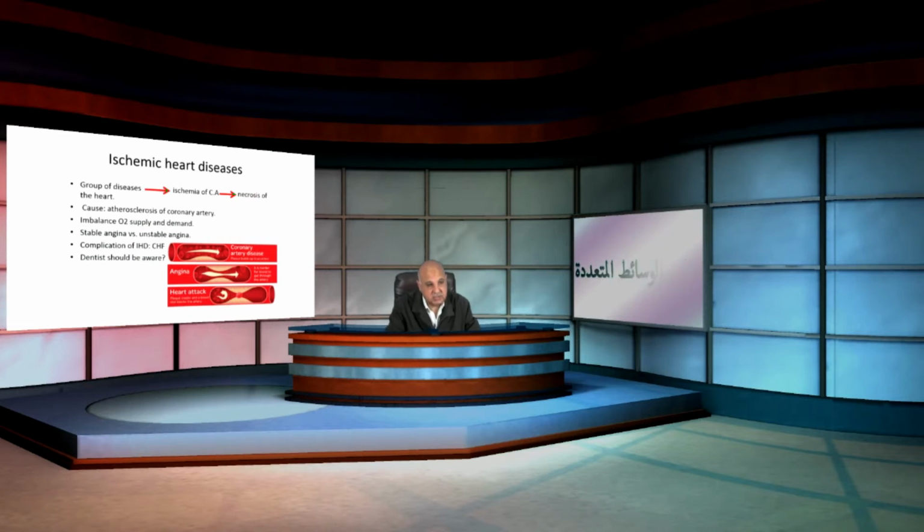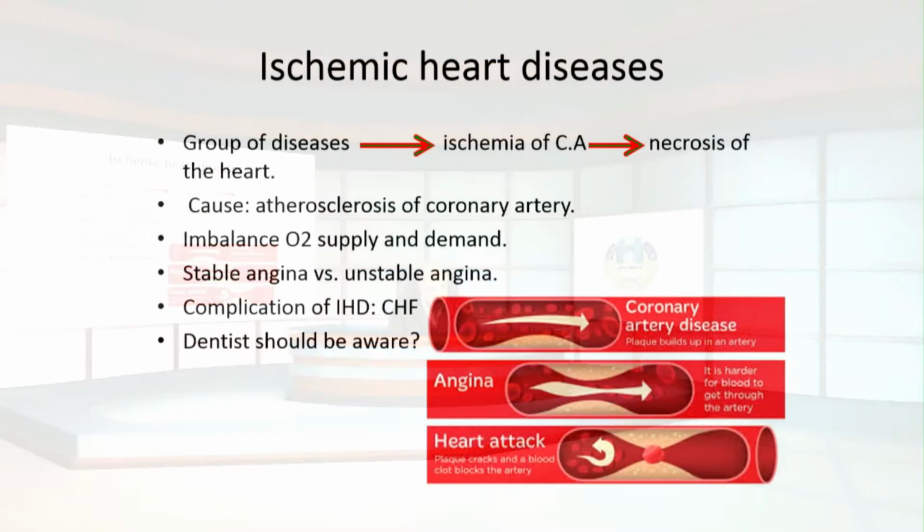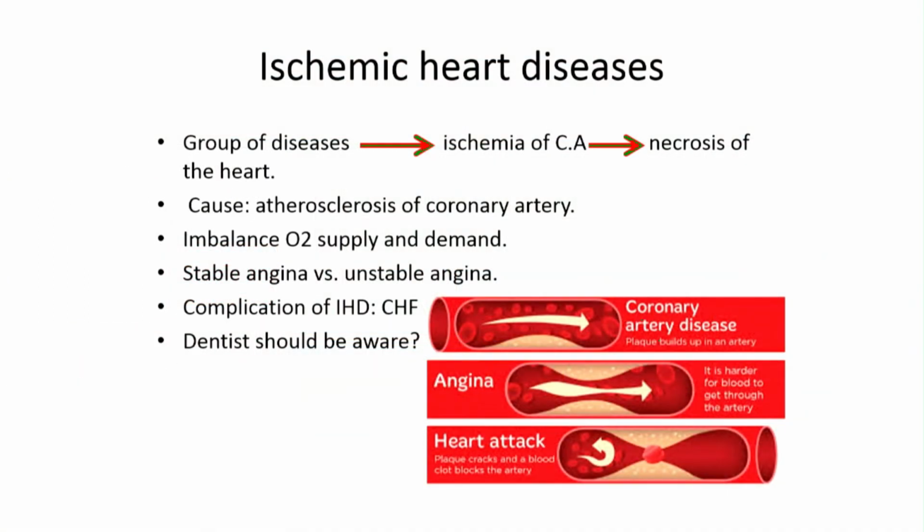First of all, let us give some idea about the ischemic heart diseases. Actually, ischemic heart diseases are a group of diseases that usually occur due to ischemia of the coronary arteries. Since there is ischemia of the coronary arteries, there is either contraction or necrosis of the myocardium, or the muscle of the heart.